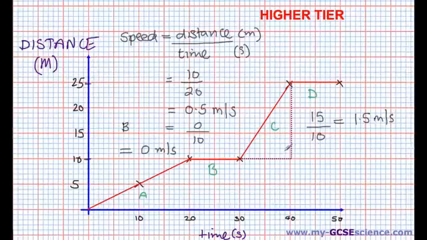Now, that gives us the speed for region C, which we earlier on said was faster than region A. And if we look at our calculations, we can see that is indeed true, because for region A we have a speed of 0.5 meters per second, and for region C it's 1.5 meters per second. So yes, it's a faster speed, and that matches with our idea that the steeper the line, the faster the speed.